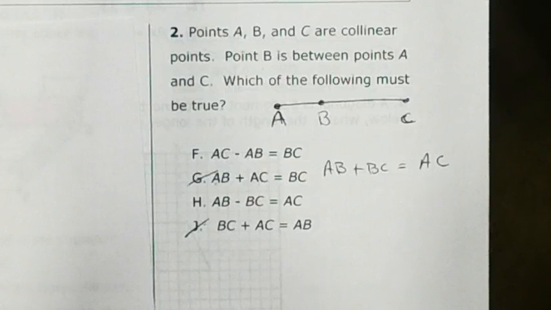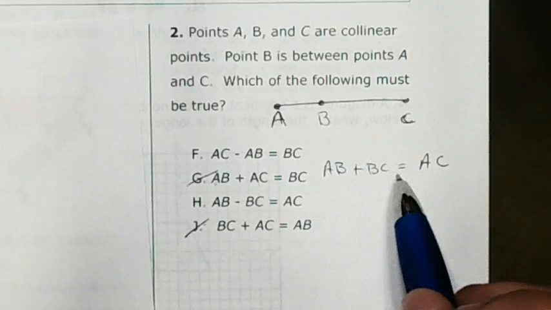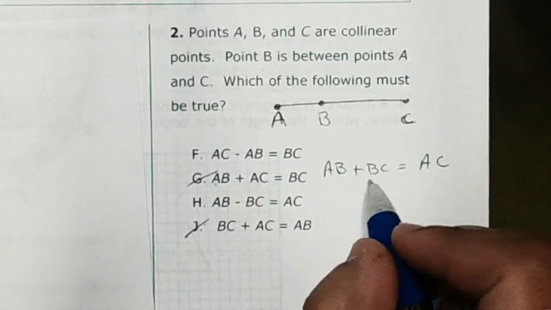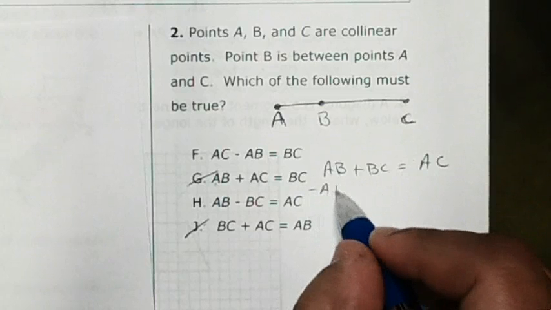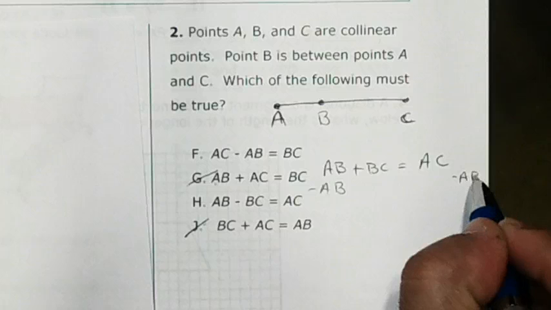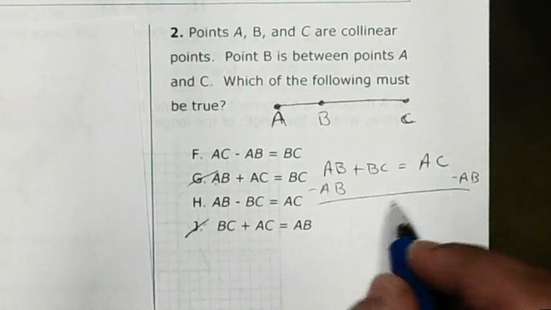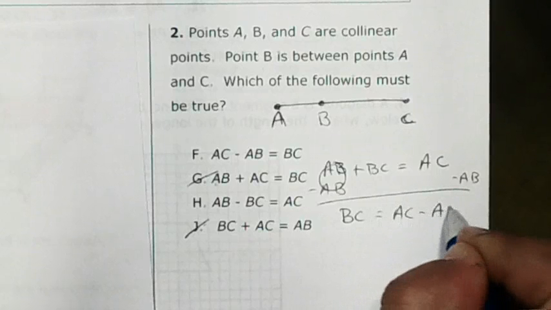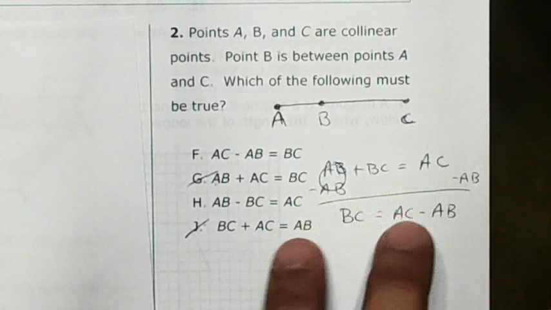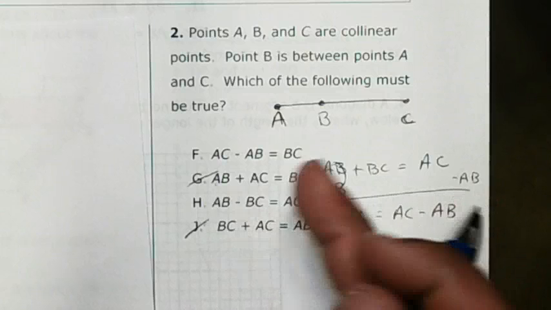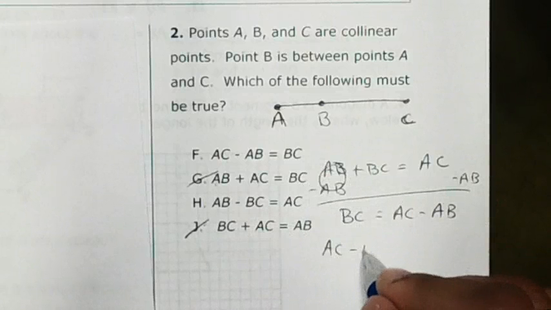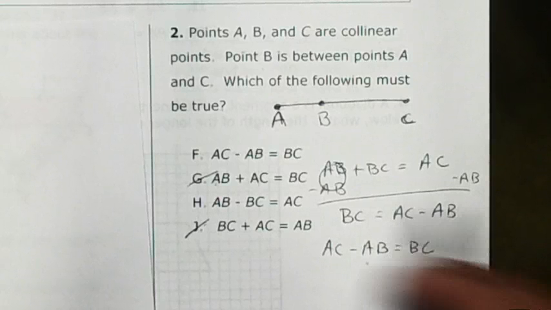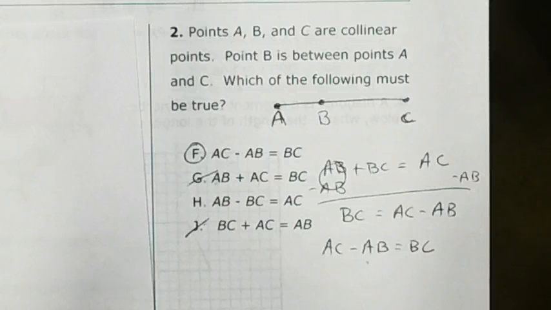Alright, so now that means I've got to rearrange this segment addition postulate. And let's say that I want to solve for BC. So I want BC by itself. That means I'm going to have to subtract the segment AB to both sides. That goes to 0. I end up with BC is equal to AC minus AB. Okay, now, but because it is an equality sign, I can flip both of these two over. So I'm going to say AC minus AB is equal to BC, which does match F. Right, so that is my right answer.